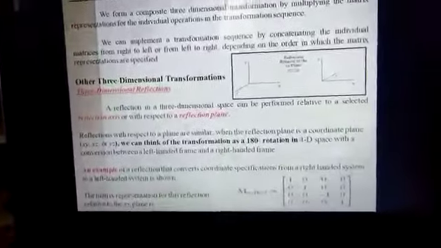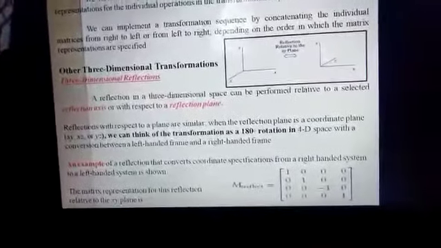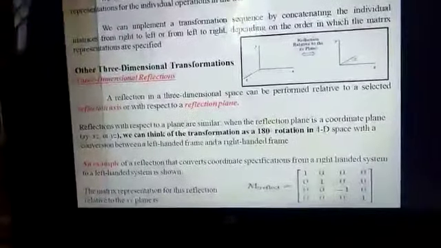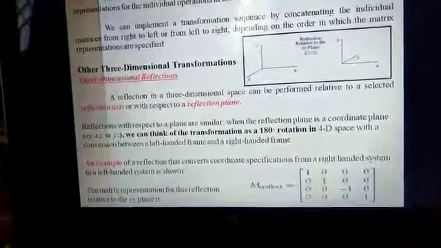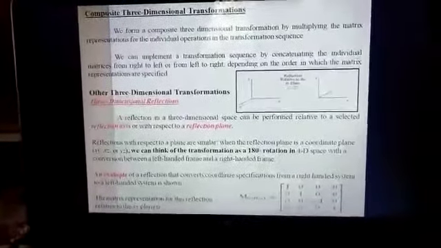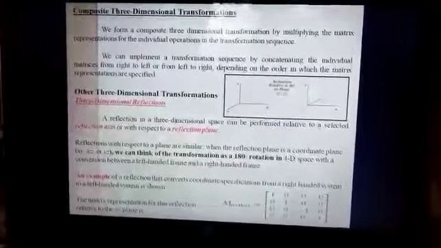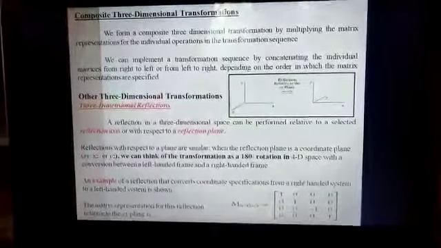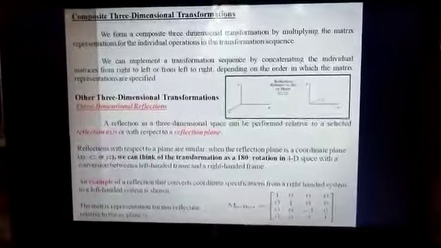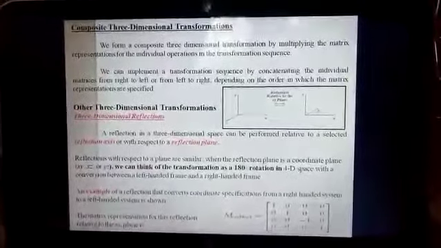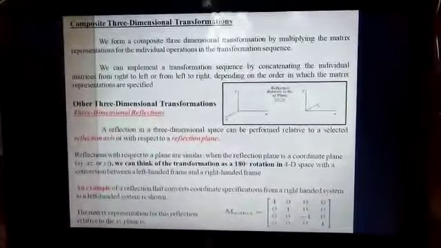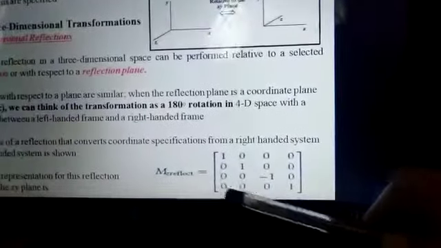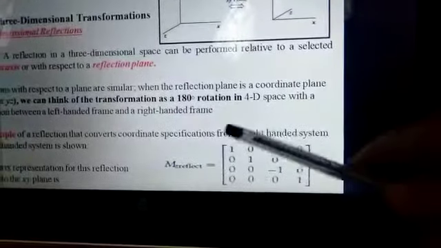Reflection with respect to a plane is similar when the reflection plane is a coordinate plane: xy, xz or yz. We can think of the transformation as a 180-degree rotation in 4D space with a conversion between a left-handed frame and a right-handed frame. That is, either we can go with the clockwise or anti-clockwise form, as shown in the previous example. How can we expect the matrix representation of M reflect? That is, the reflect operation can be given like this in matrix form.